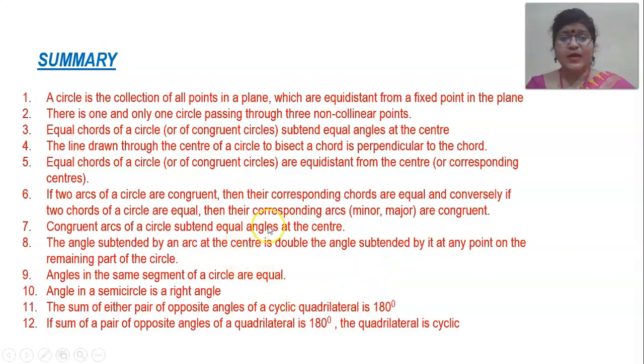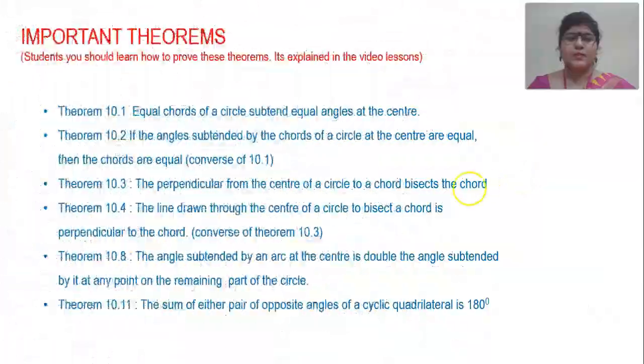In the next slide, you will see important theorems from this chapter. And those theorems, I want you to learn to prove because we have done it in the video lesson. Okay. These are the important theorems from this chapter. 10.1, equal chords of a circle subtend equal angles at the center. You have to learn to prove it. It is done in the video lesson. Also, the converse of this theorem is theorem 10.2.